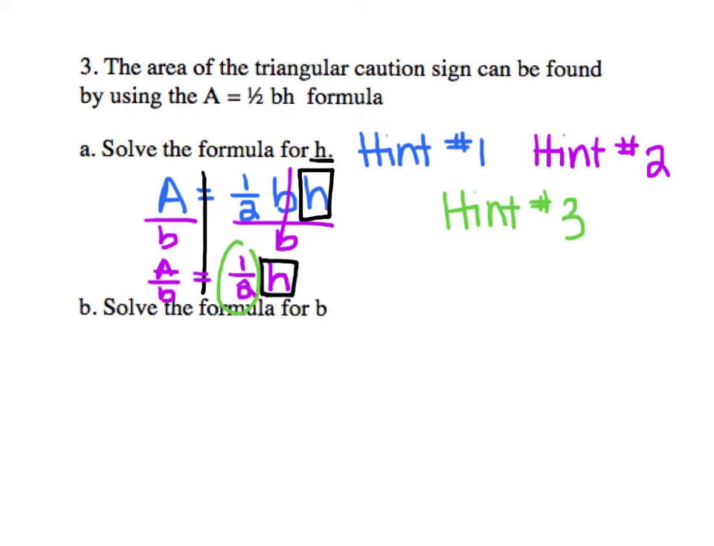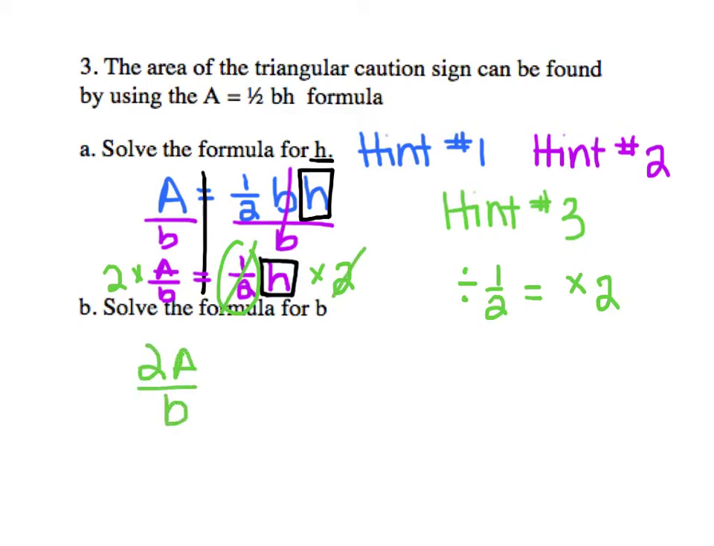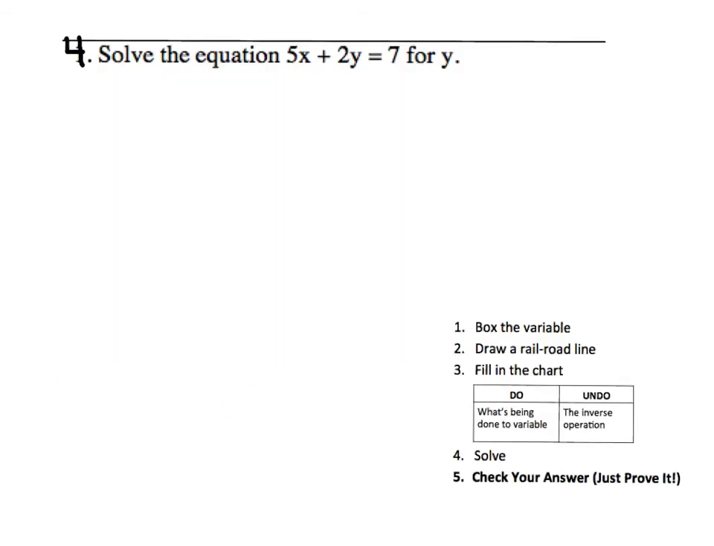Normally we would want to divide both sides by 1/2, but that's kind of hard when we're solving literal equations. However, we know that dividing by 1/2 is equal to multiplying by 2. So I'm just going to multiply both sides by 2, and that's how I'm going to get rid of my 1/2. So I get 2a over b is equal to h. Pause the video, solve problem B, hit play when you're done. Ready, pause. Problem number 4 is to solve the equation for y.